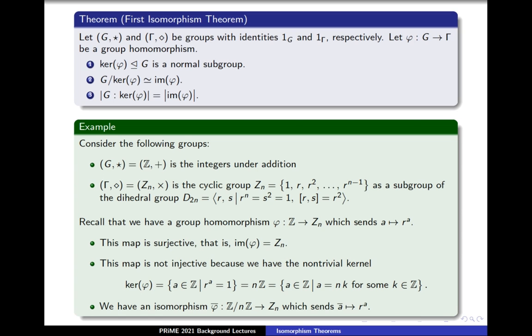We have instead an isomorphism phi bar from Z mod nZ to Z sub n, which sends an element a bar to r to the a. So now this is an isomorphism.